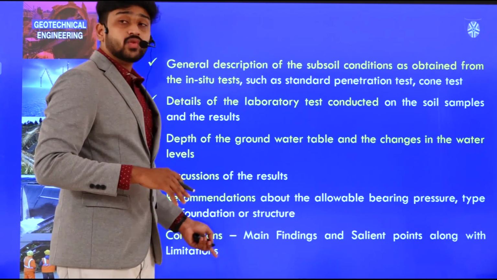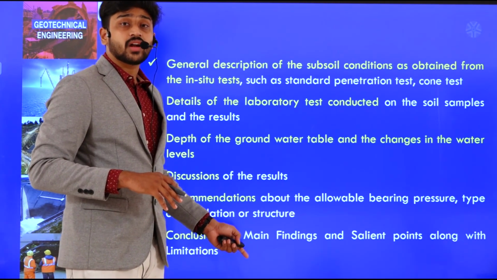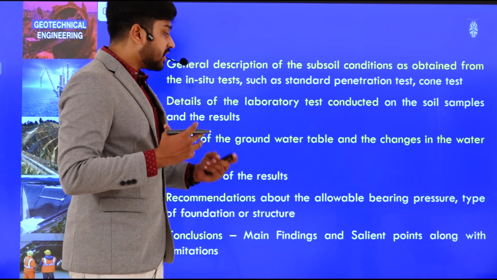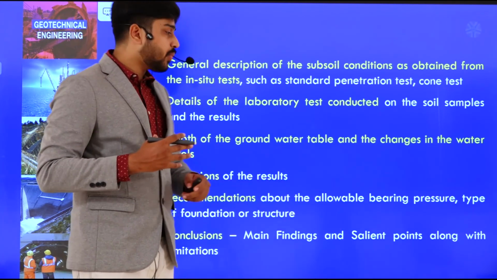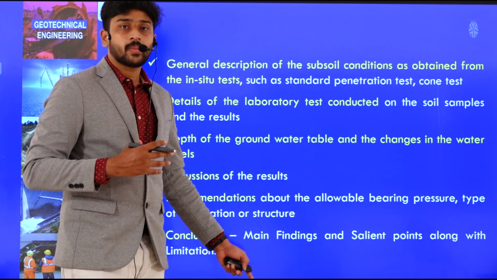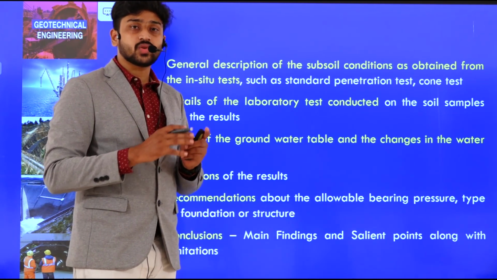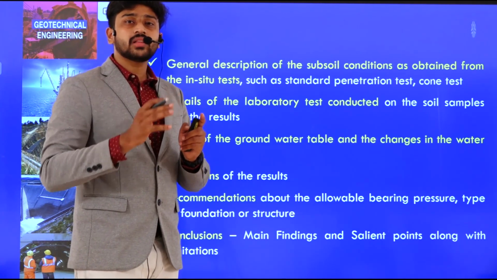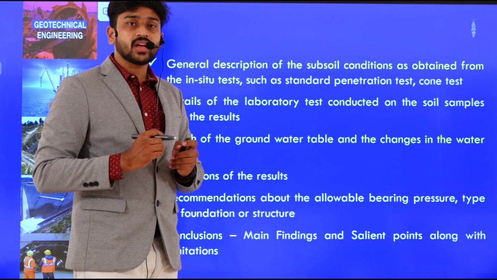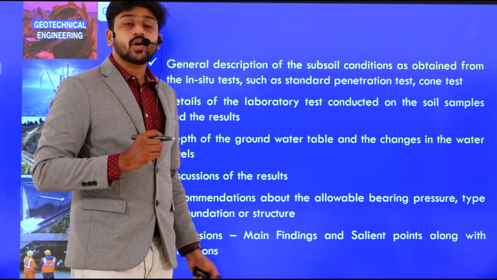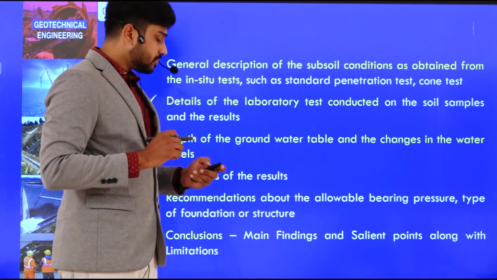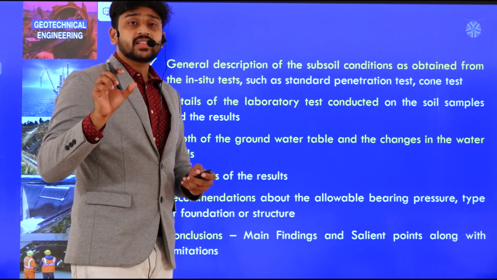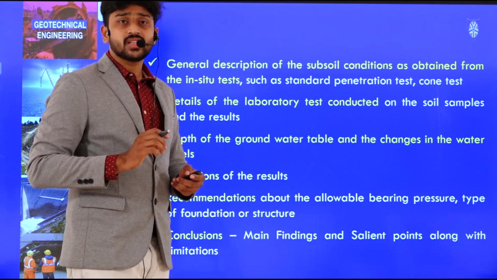And then I have to make the conclusions. Finally I have to make the conclusions from all the findings that I have, and then I need to mention them in some salient points along with the limitations. So in the conclusion, I need to mention the salient points based on all the information that I have, and then I need to mention the limitations also along with it. So that is regarding the entire process, or step by step details, that are to be mentioned in the soil investigation report.